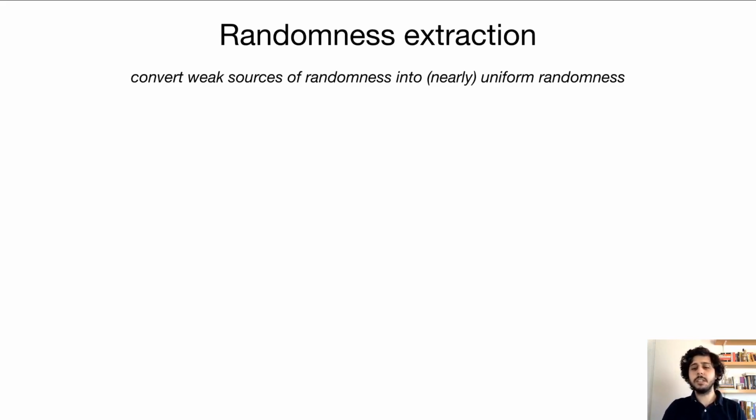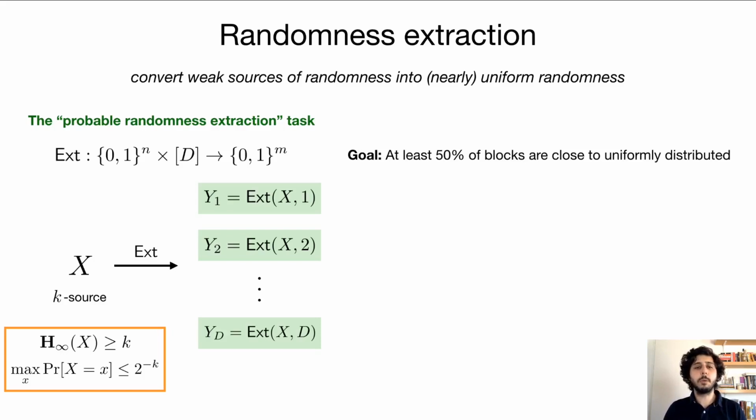And the basic motivation for our work is the following probable randomness extraction task, where we start with a weak source of randomness x, which is a k-source, meaning that all we know about it is that it contains at least k bits of min-entropy, or in other words, that the probability of any of its outputs is upper bounded by 2 to the minus k. And this is a very relaxed and very standard assumption in the randomness extraction literature.